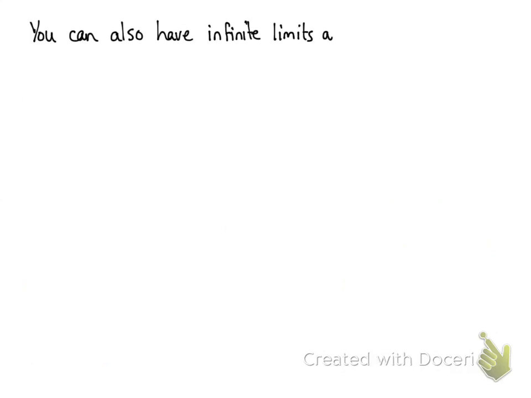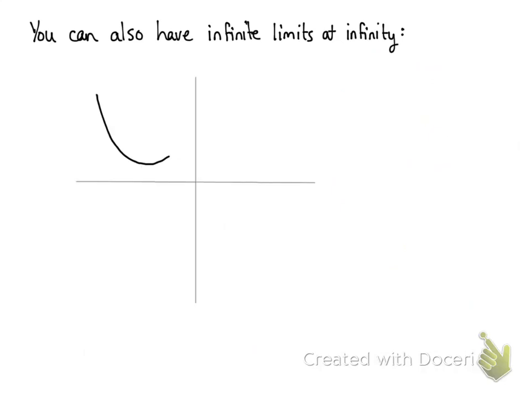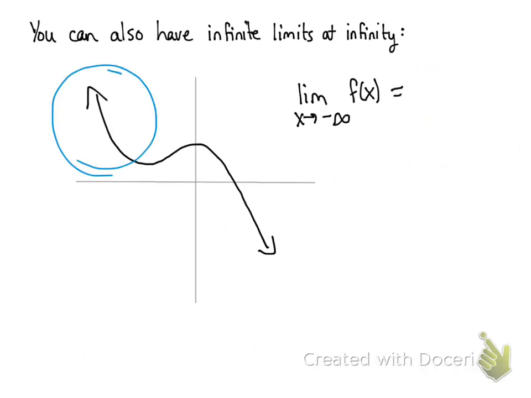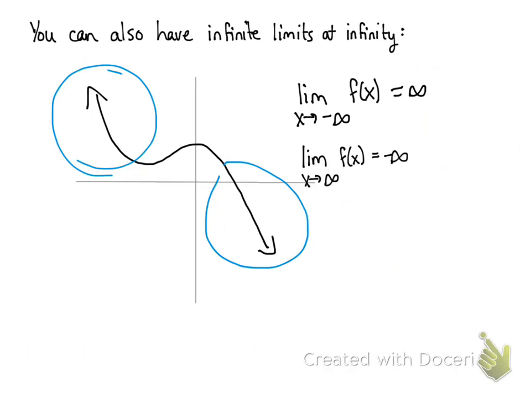You can also have infinite limits at infinity. So here's a graph where, as x approaches negative infinity, that means over on the left-hand end of the graph, if we go off to the left forever, this graph is pointing up. So its limit as x approaches negative infinity is positive infinity. Its limit as x approaches positive infinity is what happens as you go farther and farther right on the graph, and in this case that goes down. So the limit as x approaches infinity is negative infinity.